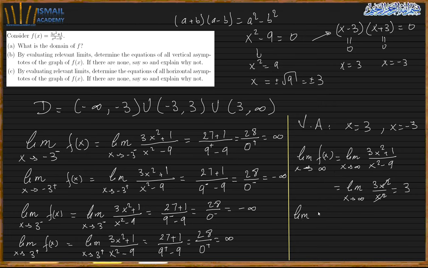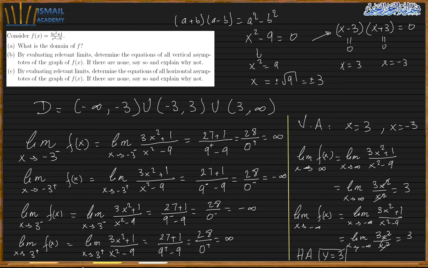So the limit of f of x when x goes to minus infinity is the same idea. It's going to be the limit of 3x squared plus 1 over x squared minus 9, x goes to minus infinity. So again, it's the same thing as the limit of 3x squared over x squared when x goes to minus infinity. So it's going to be 3. So y equals 3 is a horizontal asymptote on both sides. So my horizontal asymptote is y equals 3. So this will be my horizontal asymptote.